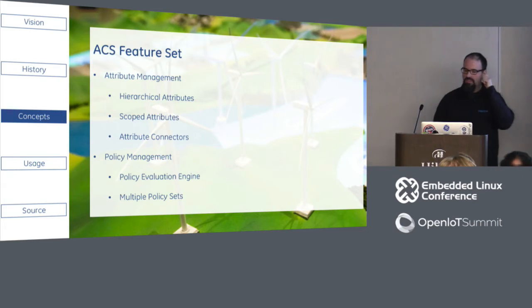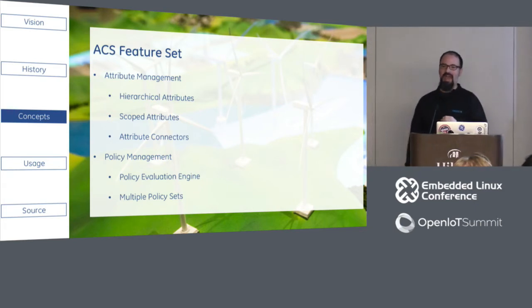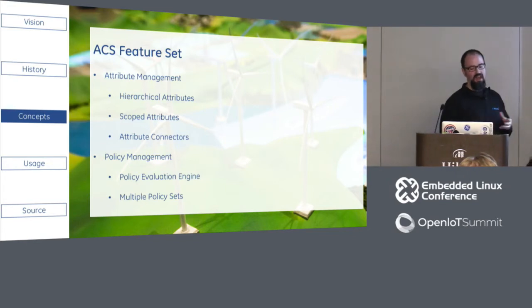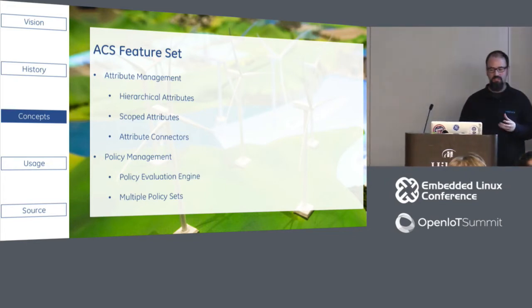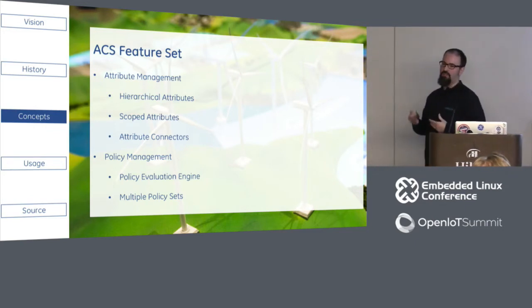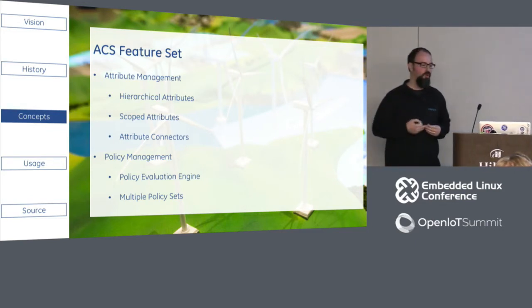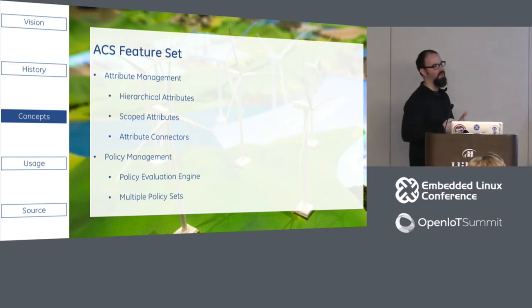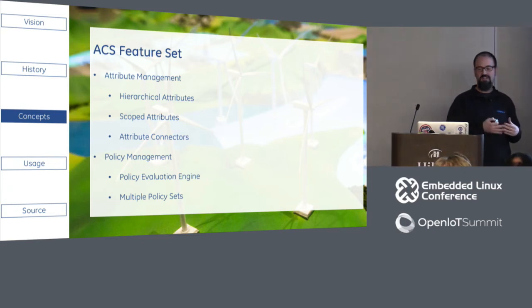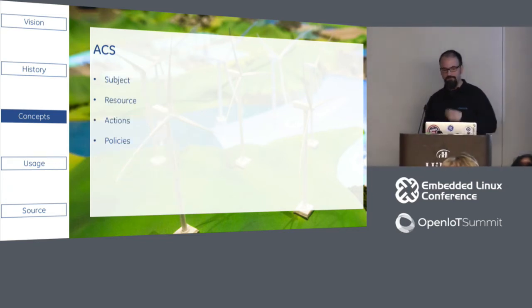So for the ACS feature set, we're talking about attribute management. There are a number of features within that: hierarchical attributes, scoped attributes, and attribute connectors. Where do you get those attributes from in the very first place? As well as policy management: how do you evaluate whether a policy should allow someone access to a system or not? As well as having multiple policy sets at the same time, since some domain experts may understand some of the policies but not others, and being able to fold those together.